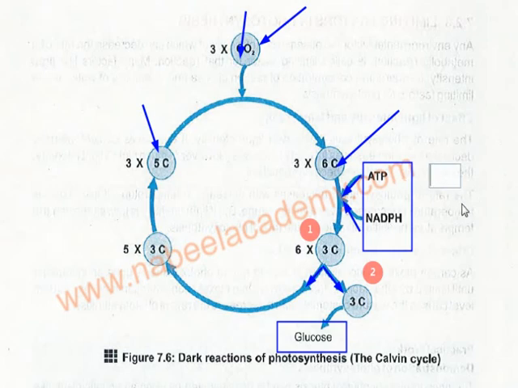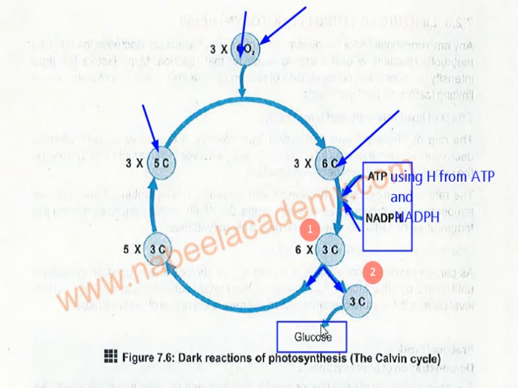So we are using the hydrogen from ATP and NADPH, and what we get as a result is glucose. Now this is the second step.